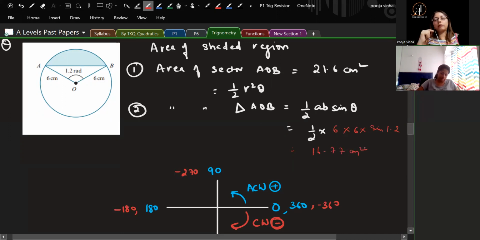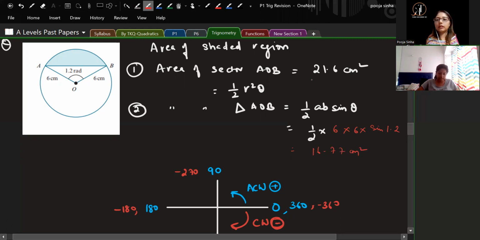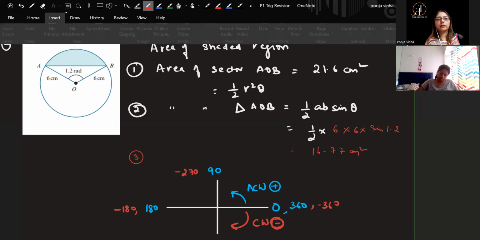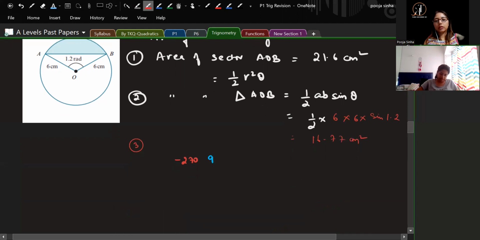Okay, this is a very common mistake when we forget to convert theta into radians. So they wanted the shaded area, right? The shaded area is basically sector area minus area of triangle. Very, very good. So the third part now. Shaded area would be how much? 4.83.